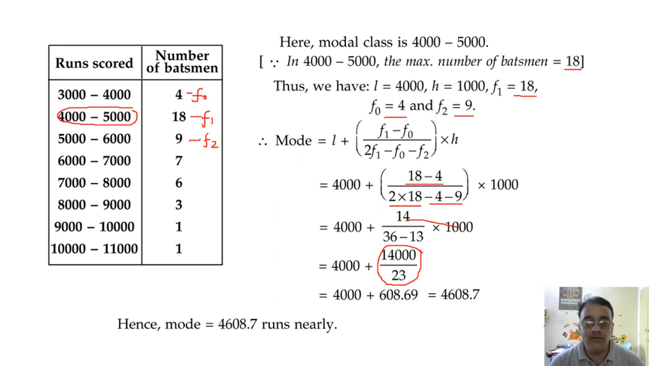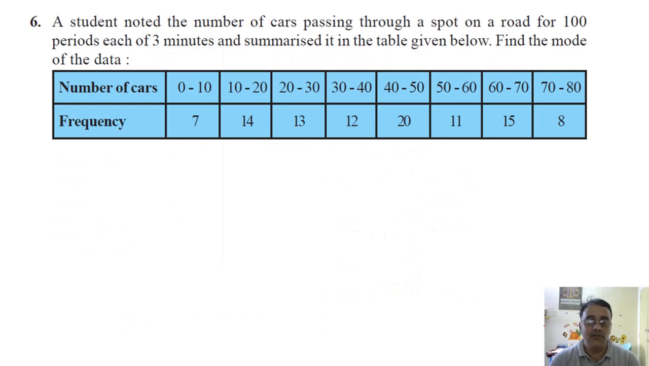No, sir. Now we are moving towards the last question of today's session. A student noted the number of cars passing through a spot on a road for 100 periods, each of 3 minutes, and summarized it in the table given below. Find the mode of the data. So now, there are a lot of values here, so I'm not going to make a rough table as I'm using the same table. What is the highest frequency here? 20. So this is F1.